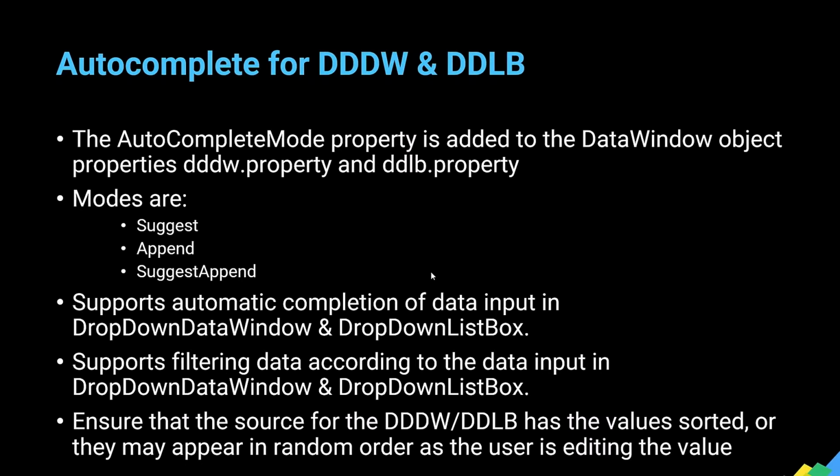The one thing I would note is that if you're going to use this feature, particularly anything that uses the suggest mode, what you're going to want to make sure is that you sort the data in your drop-down list box or drop-down data window. The reason is because when the filtering is occurring, if the drop-down data window or drop-down list box isn't sorted, the order of the items in the drop-down will actually change, and they'll change every time a new character is entered. And it's a little disconcerting for the end users to see the options flying around in different positions constantly. So do make sure it's sorted if you're going to use the suggest modes, either suggest or suggest append.